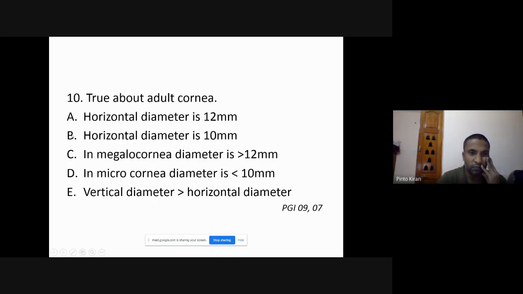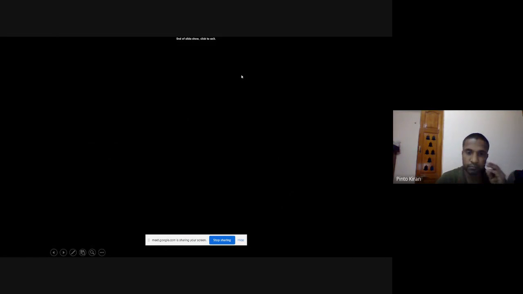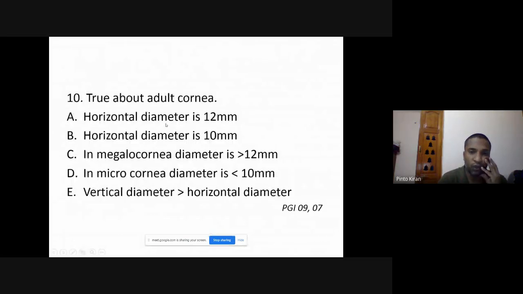Then you have option B, a horizontal diameter of 10 millimeter. I told you the horizontal diameter is 12 millimeter, which is the correct option. Vertical diameter is normally around 10.5 to 10.6. So option B is a wrong answer.